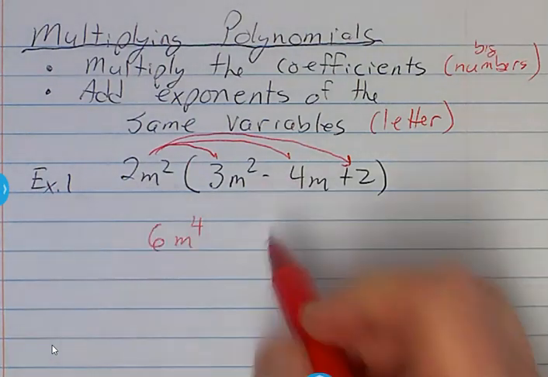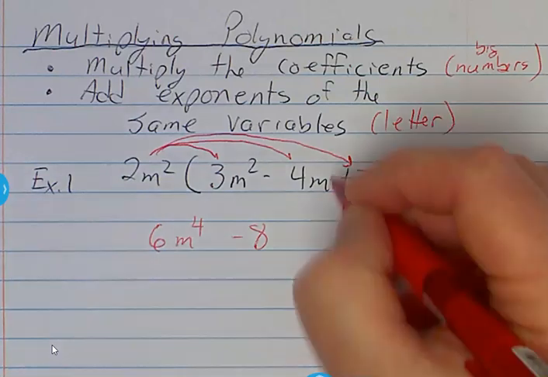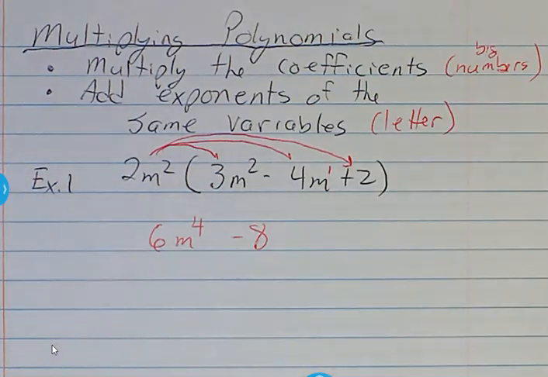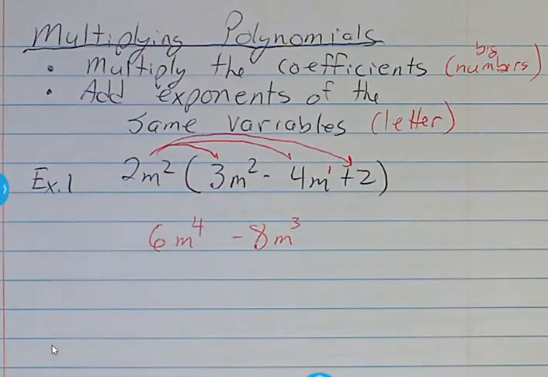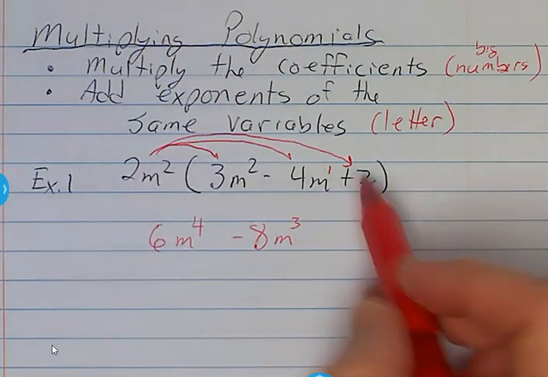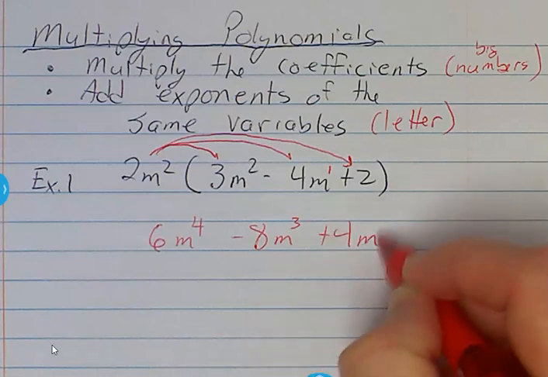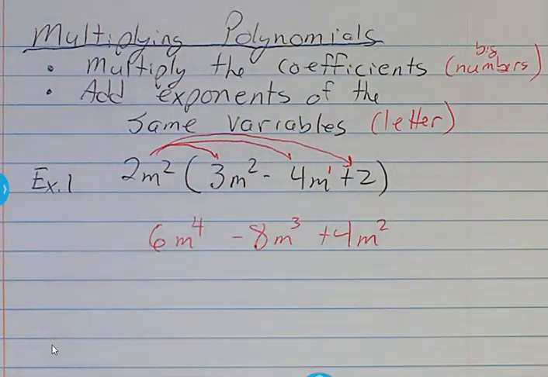We're doing 2 times negative 4, which is negative 8. Again, technically there is one m there, so it's m to the 1st. You've got 2 plus 1, so make it m to the 3rd. And this one you've got 2 times 2, so 4. There's no other m's here, so that one's just going to stay m squared.